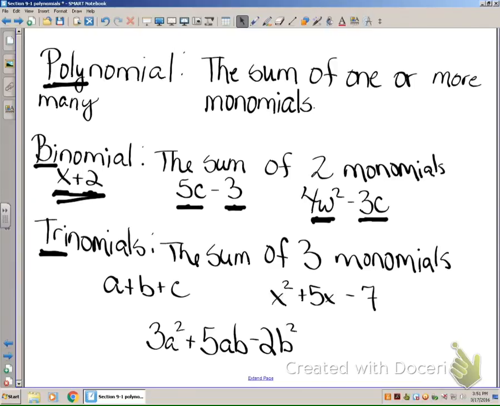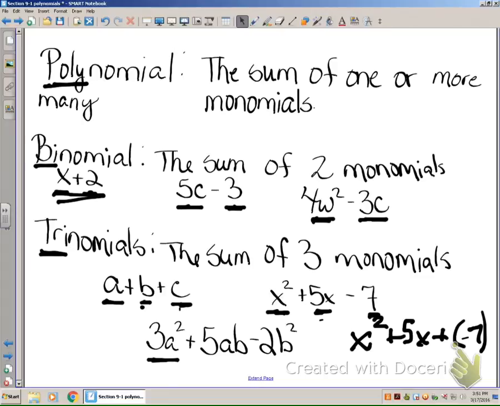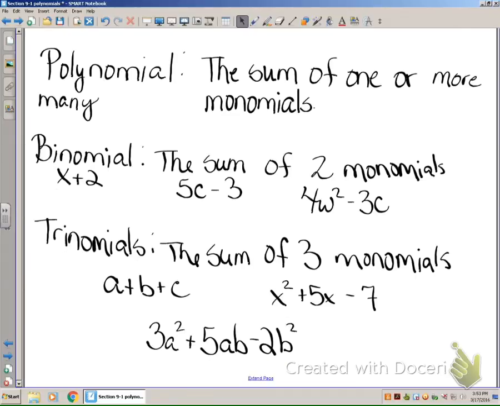Down here I've got a trinomial. It says the sum of monomials, and we know that we could just rewrite this as x squared plus 5x plus a negative 7. That's why it's considered a sum. And once again, it's separated by plus signs, so I've got 1, 2, 3. Here we're separated by a plus or a minus, so we've got one term, two terms, and then there's my third term. They're separated by pluses and minuses. So moving on to my next slide here.